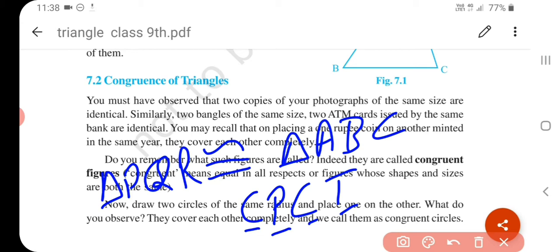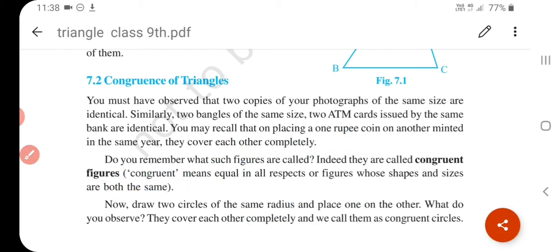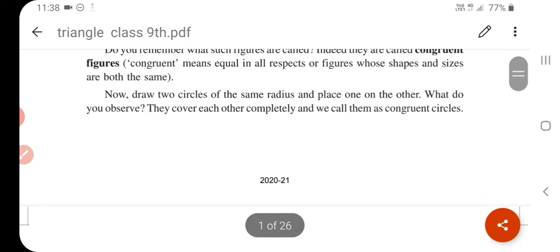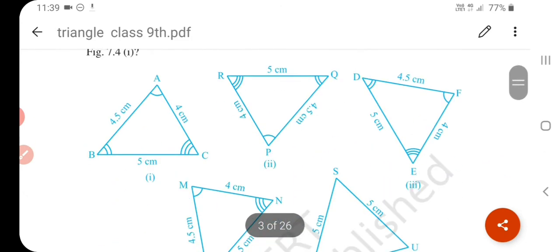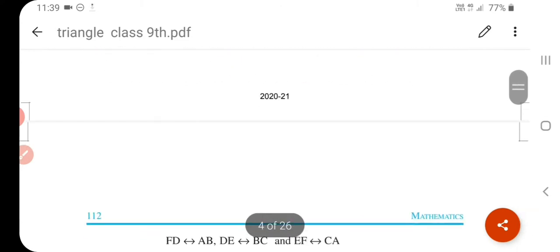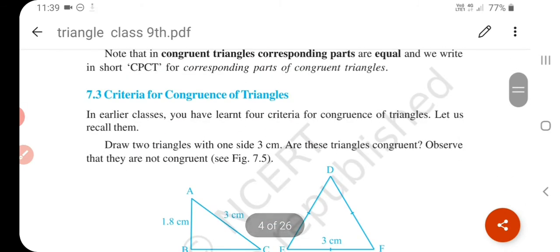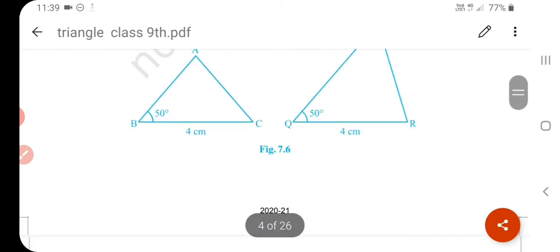Now, if we talk about criteria for congruence of triangle, then there are 4 criteria we learn in this chapter. First criteria will be side angle side. Side angle side congruency rule.